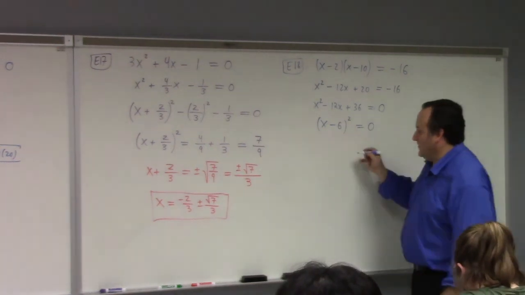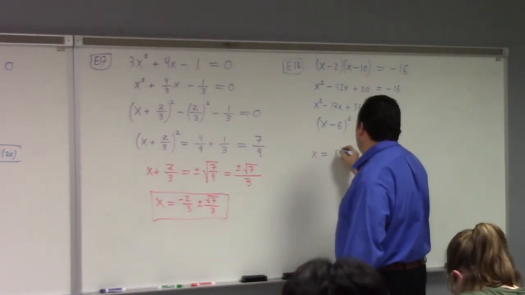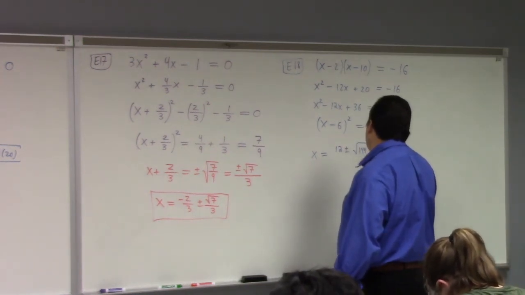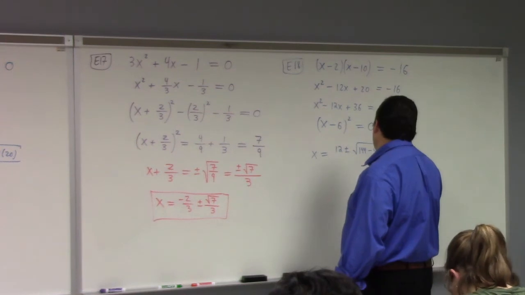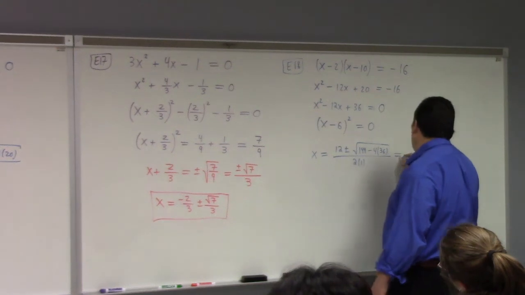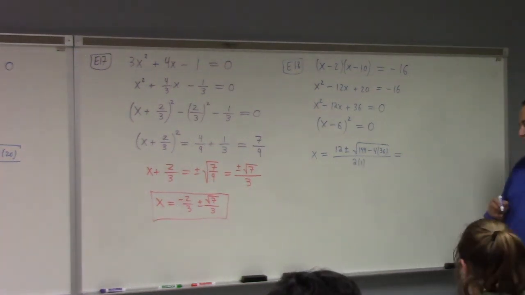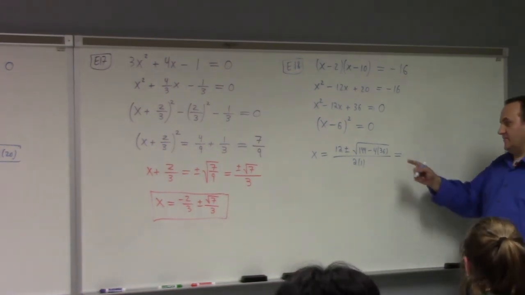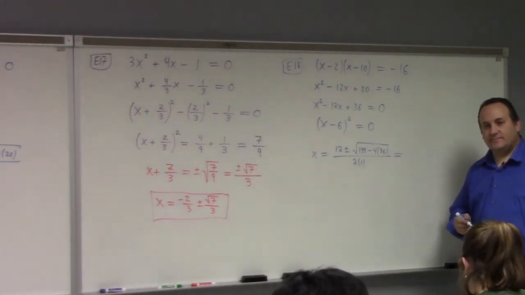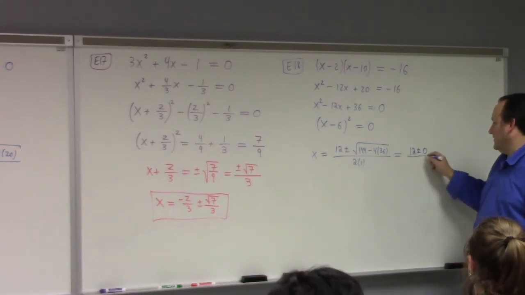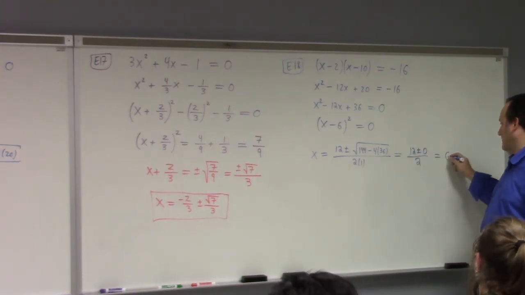Fine, I'll use the quadratic formula. You want to see it? It hurts me, though. 12 plus or minus the square root of 12 squared, which is 144, minus 4 times a, which is 1, times c, which is 36, all divided by 2 times 1. Right? What is 4 times 36? It's 144. So inside the square root, 0. Answer, 12 plus or minus 0 divided by 2, also known as 6.